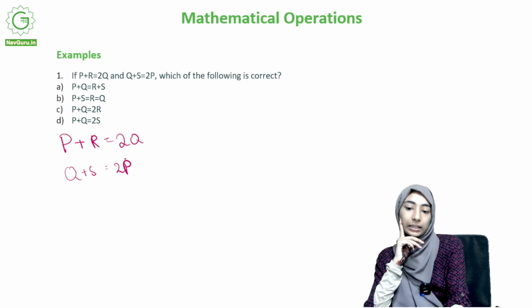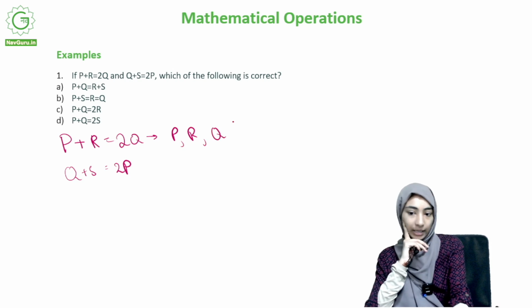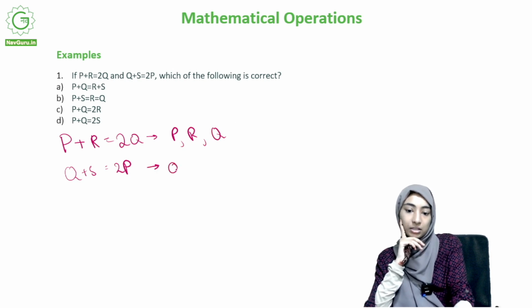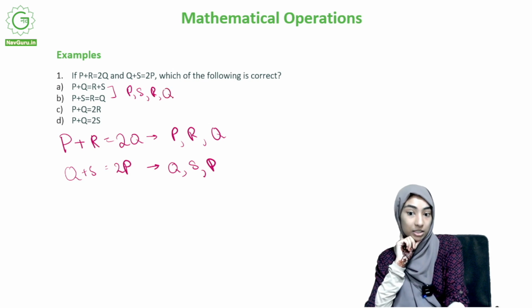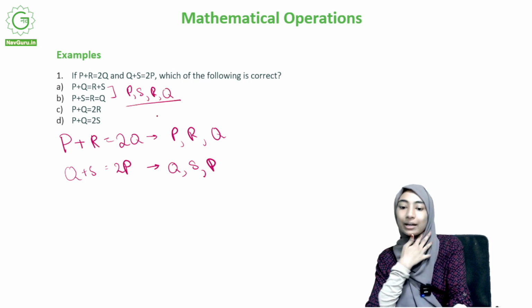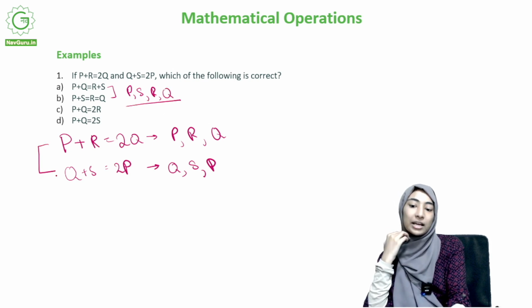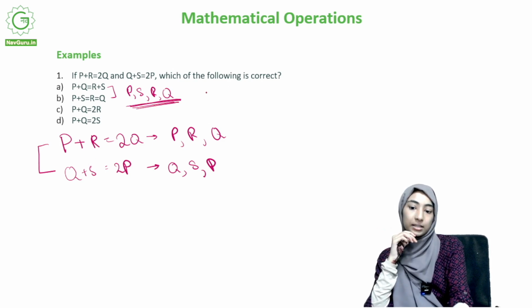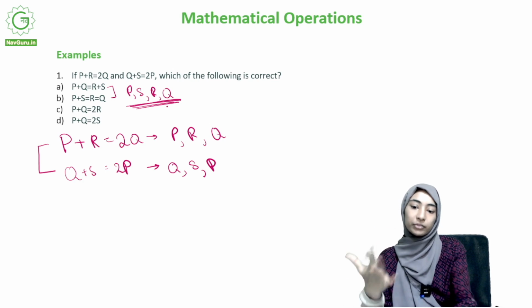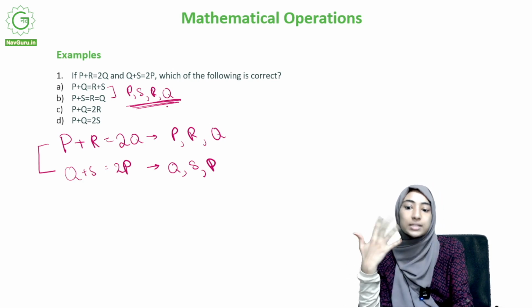Okay. And now, what can you see? Here, the equation is in terms of P, R, and Q, right? Here, the equation is in terms of Q, S, and P. If you look at the answers, for two of the answers, the equation is in terms of P, S, R, and Q. So what we try to get from these equations is an equation which is in terms of all four letters, right? For that, how do you get an equation from these that is in terms of all four? Just add.